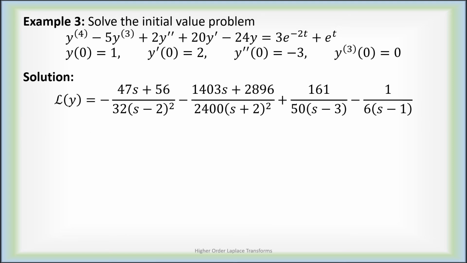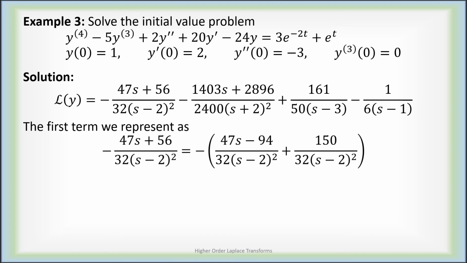So now we need to take an inverse Laplace transform of this entire expression. The first term, negative 47s plus 56 over 32 times s minus 2 squared, we're going to attack that one on its own first. We're actually going to represent it in the following way. Having factored a negative sign out, this numerator of 47s plus 56, I'm actually going to call 47s minus 94 plus 150. Now, why on earth would I write that? Well, this numerator, you can factor a 47 out, leaving behind an s minus 2, which you can then cancel 1 power from the denominator. So this first term is actually just equal to this right here.